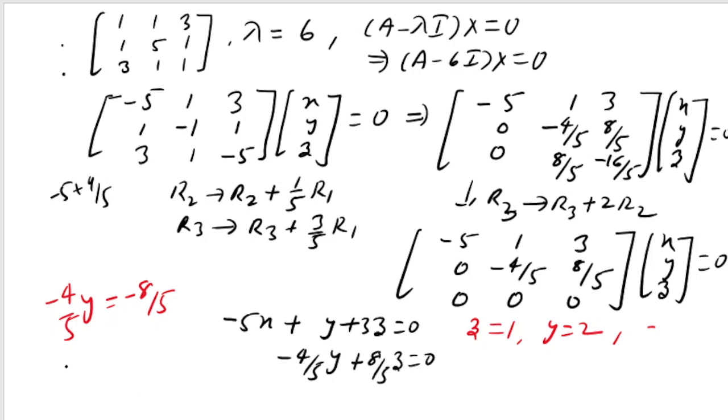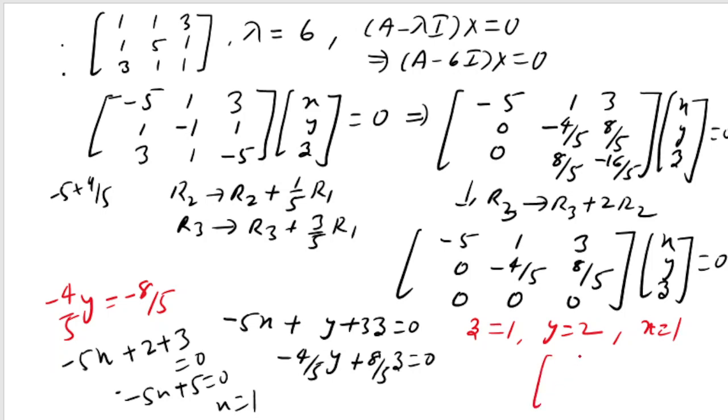So I have minus 5x plus y, so I have got 2, and z I have got 1, so 3, is equal to 0. So minus 5x plus 5 is equal to 0, so x is equal to 1. So I got x is equal to 1 here in this case. So the eigenvector corresponding to this is 1, 2 and 1. So I have solved this question completely. It has taken me some time, but I hope you have understood the things better.